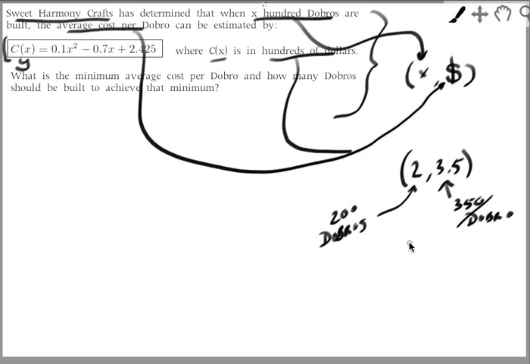Now, we could run another hypothetical with our equation. We could input, let's say, 2.5, and we would get some output, and again I'm just making this number up off the top of my head. Suppose it was 3.3. Well, that would mean that when we make 250 Dobros, the cost of them decreases to $330 each. And the name of the game, as you'll see here, is to minimize the cost per Dobro.